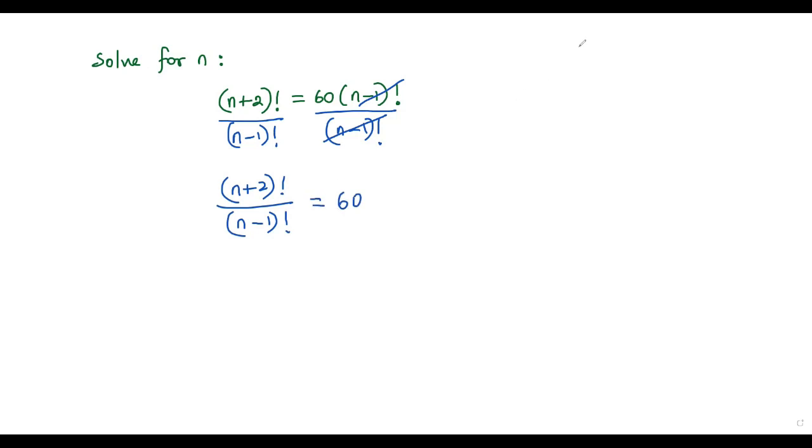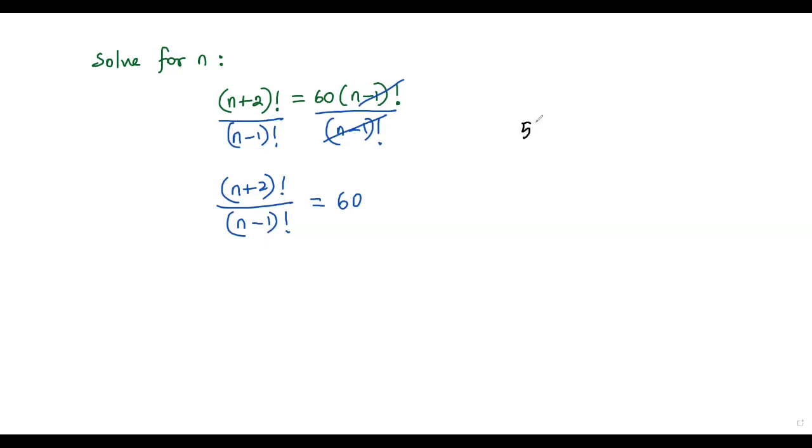Now I have to expand this (n+2) factorial in the numerator, because n+2 is greater than n-1. To simplify, whenever a factorial is divided by another factorial, we always have to expand the factorial where we have the larger number. So n+2 is larger than n-1. To expand this factorial, let's look at an example to understand the expansion of a factorial.